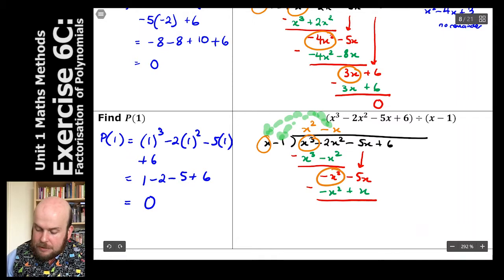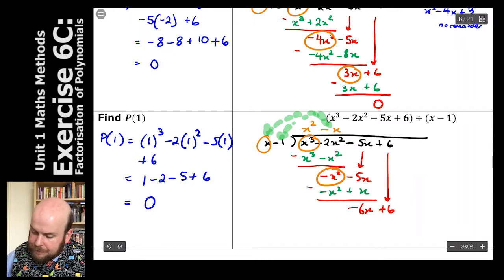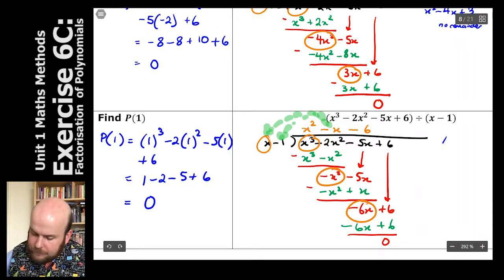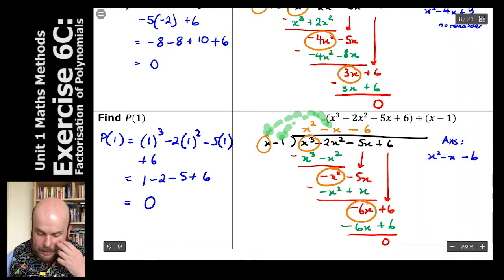So, negative x squared minus negative x squared, 0. Negative 5x minus x is going to make that negative 6x. Bring this plus 6 down. And then we're going to divide this. Negative 6x divided by x gets me negative 6. Negative 6 times x is negative 6x. Negative 6 times negative 1 is positive 6. And huzzah, we have got no remainder. So my answer here is x squared minus x minus 6.